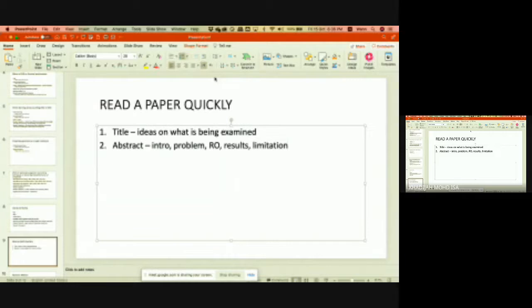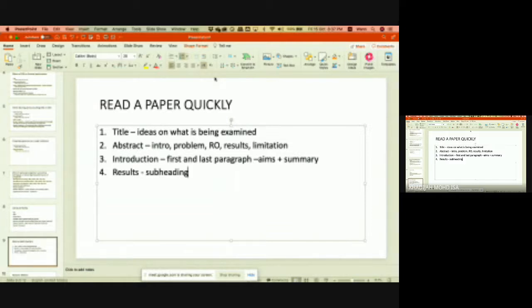If you want to go further, then you look at the introduction. In the introduction, we look into the first and last paragraph. Here it tells you the aims of the paper as well as a summary of how the paper is structured. Then you look into the results of the paper. Results here have subheadings, so look at the main findings from the research.